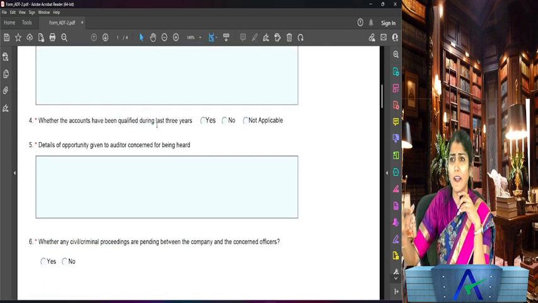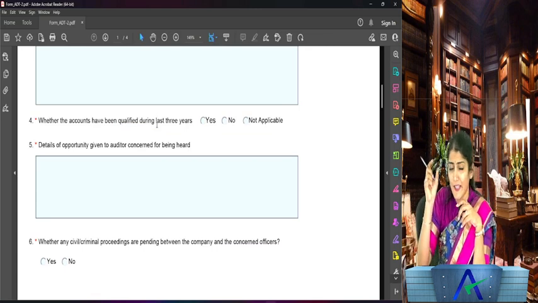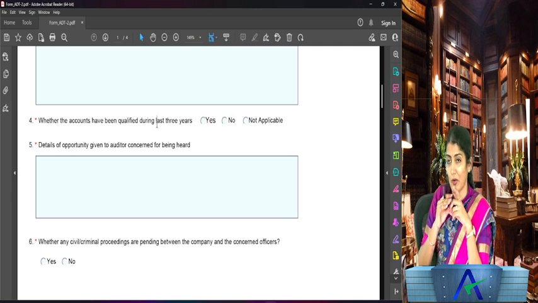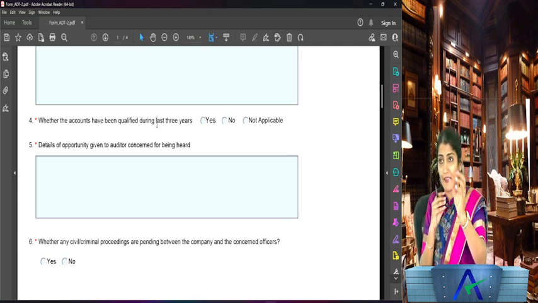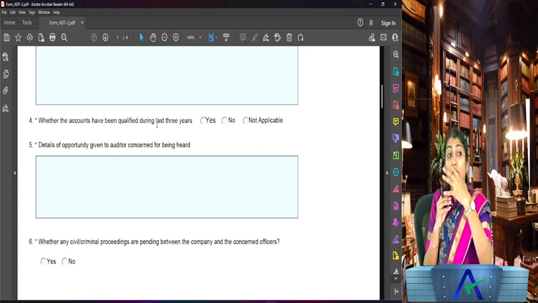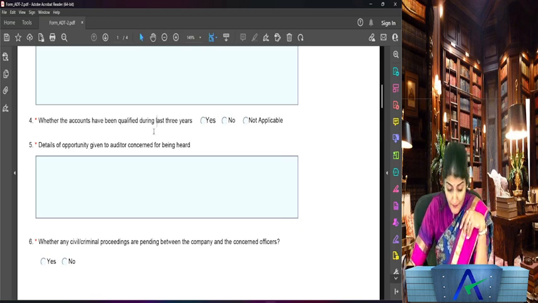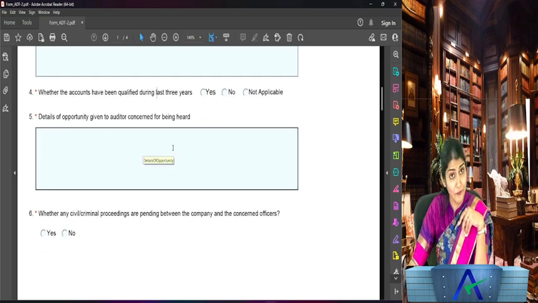Now what is qualified? We'll see that. When the accounts of the company are not true and fair. Generally, when an auditor does an audit, what he should be saying is that the accounts give a true and fair view. But when they don't give a true and fair view, we say that they are qualified. Right? There is a qualification in the audit report. You create an exception in the audit report. So whether the accounts have been qualified, details of opportunity given to the auditor concerned for being heard.